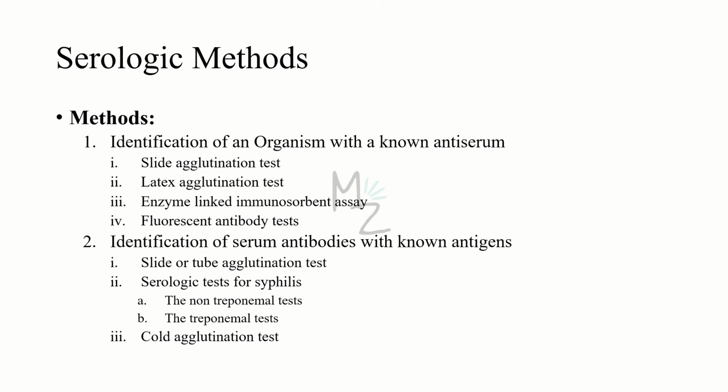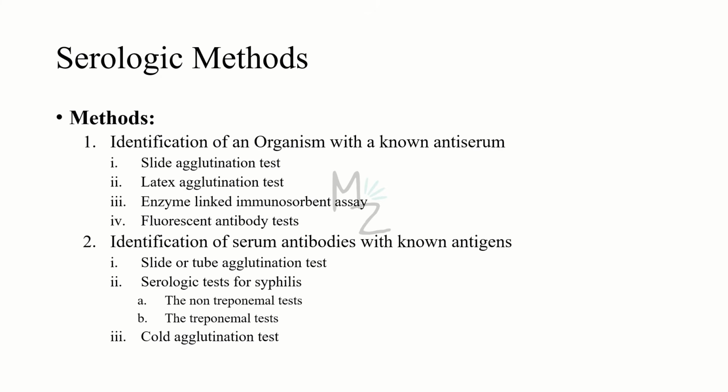The latex beads coated with specific antibody are agglutinated in the presence of homologous bacteria or antigen. This test is used to determine the presence of capsular antigen of the yeast Cryptococcus neoformans. The third one is ELISA, E-L-I-S-A, and it stands for enzyme-linked immunosorbent assay. In this test, a specific antibody to which an easily assayed enzyme has been linked is used to detect the presence of homologous antigen. This test is useful in detecting a wide variety of bacterial, viral, and fungal infections.